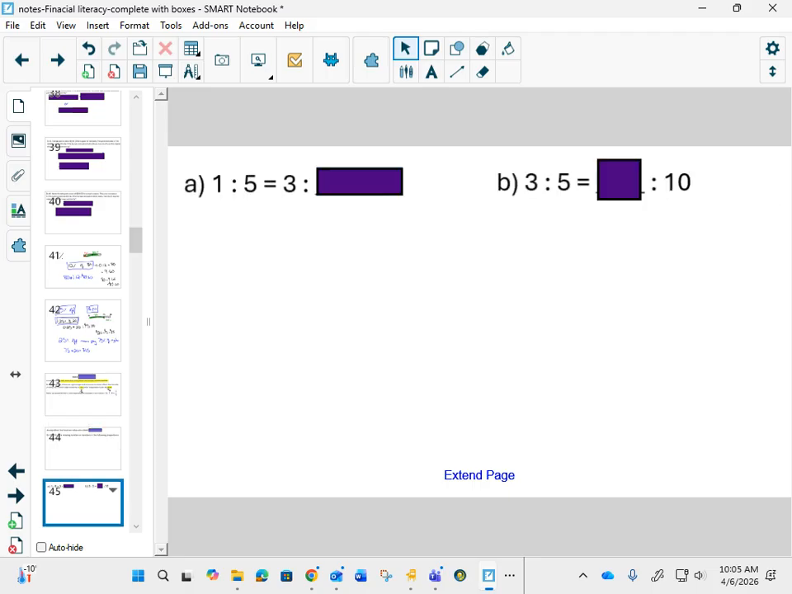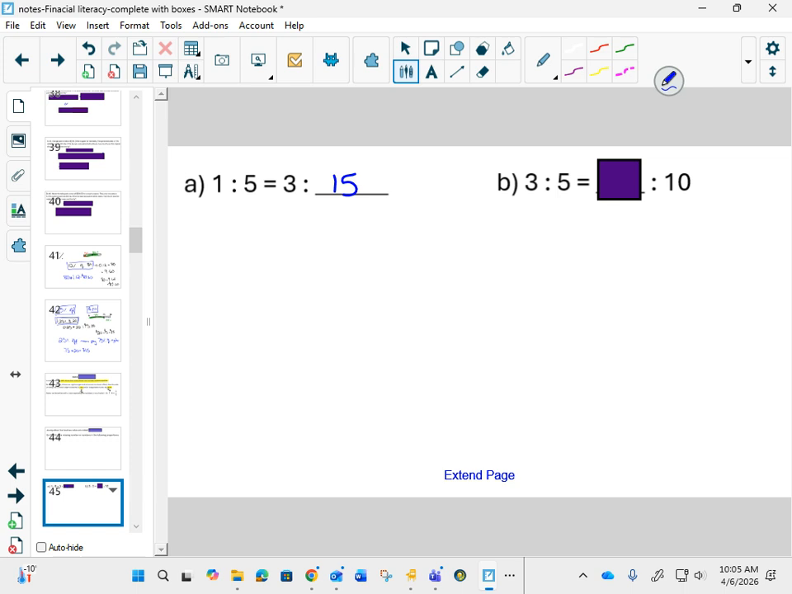So in these proportions, a ratio of 1 to 5. Okay, we can think this means for every 1 orange, you have 5 lemons. Now, if you had 3 oranges, how many lemons would there be if that ratio stayed the same? There would be 15, because you're multiplying both by 3.